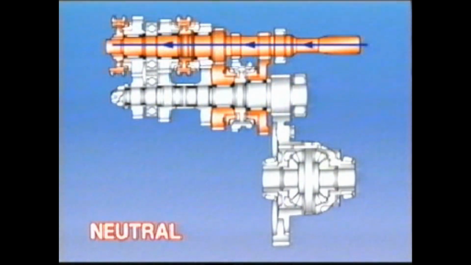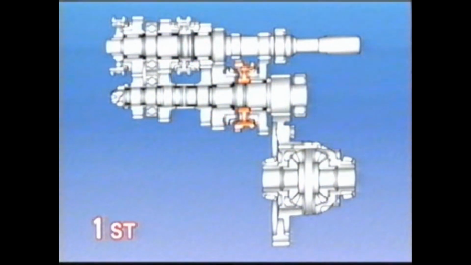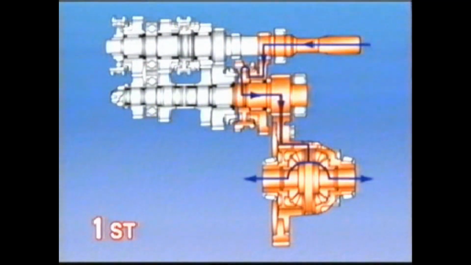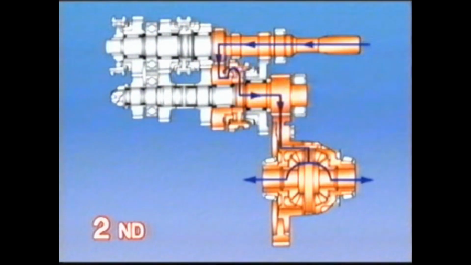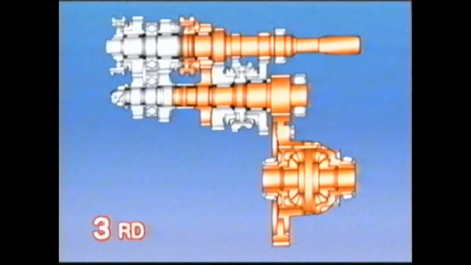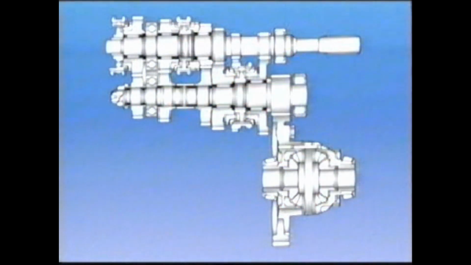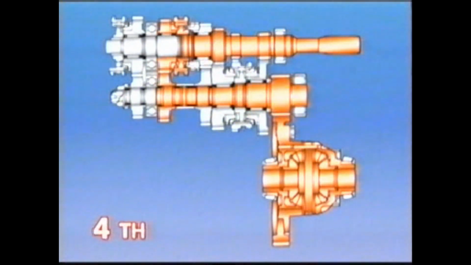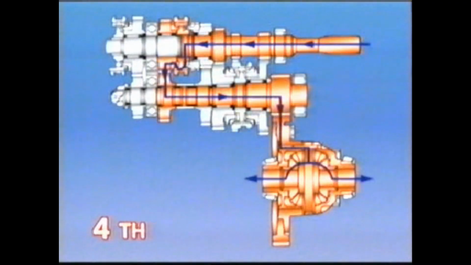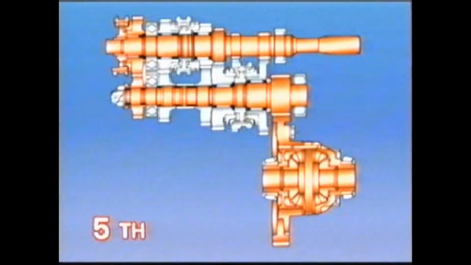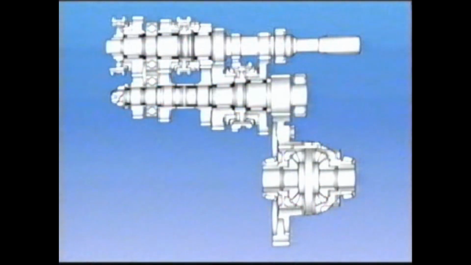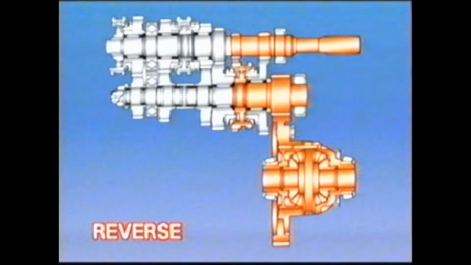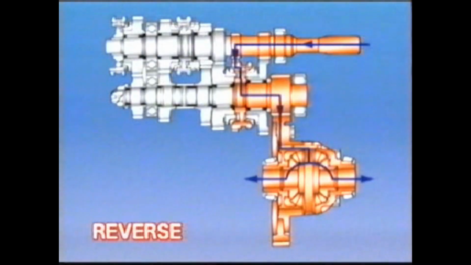In the first and second gears, power is transmitted from the input shaft, respective gears, clutch hub and sleeve, output shaft, and then to the differential. In the third, fourth, and fifth gears, power goes from the input shaft, clutch hub and sleeve, respective gears, respective drive gears, output shaft, and to the differential. In the reverse gear, power is transmitted from the input shaft, reverse idler gear, reverse gear, output shaft, and to the differential.